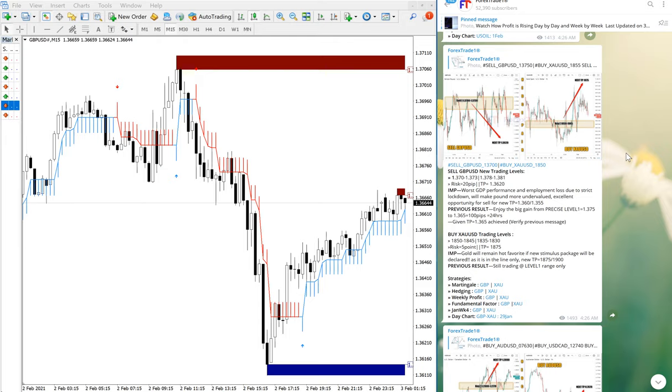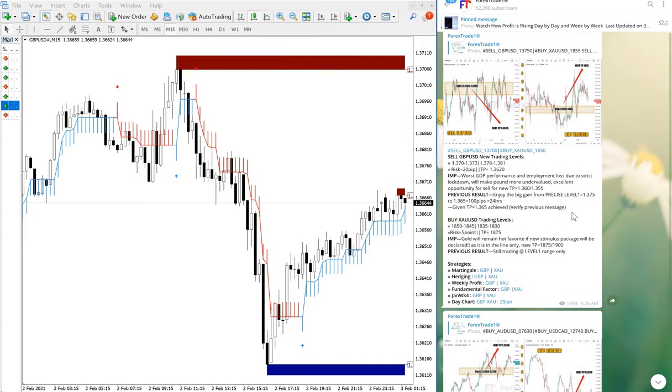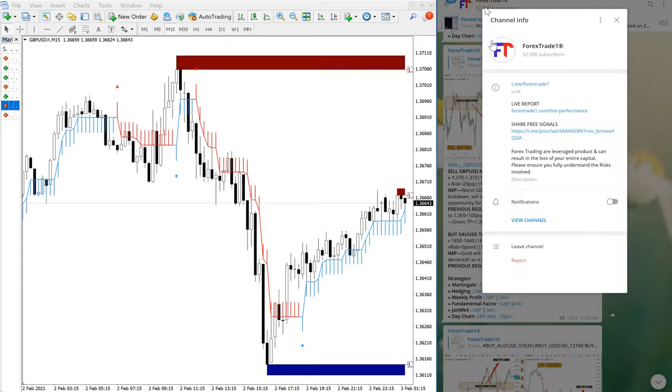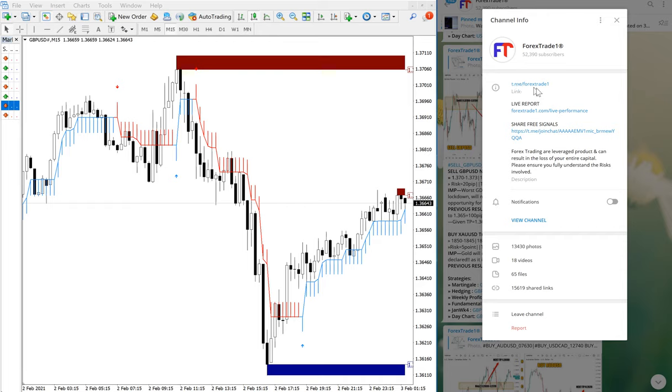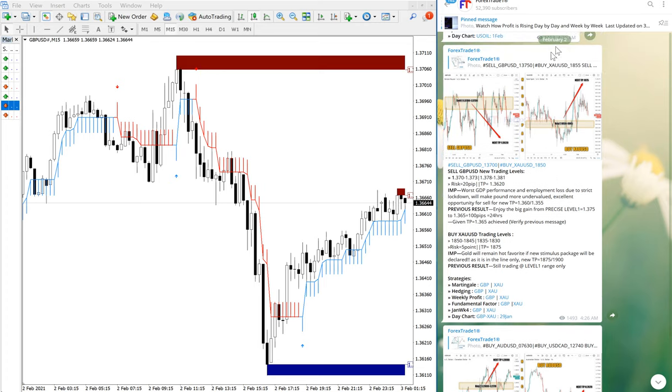Today we are going to show you the performance video for our today's signal, sell GBPUSD and buy XAUUSD. But XAUUSD is gold, and this is the signal given on our Telegram channel on the right-hand side. This is our Telegram channel, t.me/forextrade1, and this is the signal given. You can see the date pop up here, February 2. And this is the signal given today.